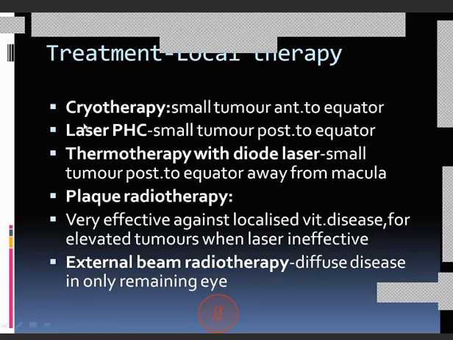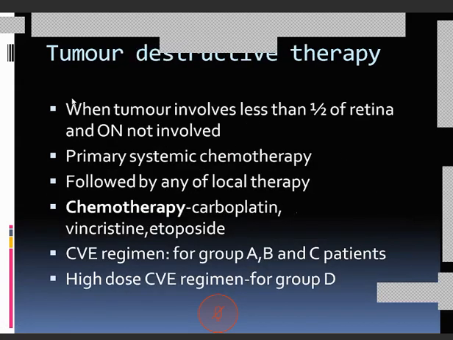So the local therapy is cryotherapy, laser photocoagulation, thermotherapy with the diode laser, plaque radiotherapy, and external beam radiotherapy. That is the local therapy. Then coming to tumor destructive therapy: it is done when the tumor involves less than half of the retina and the optic nerve is not involved.